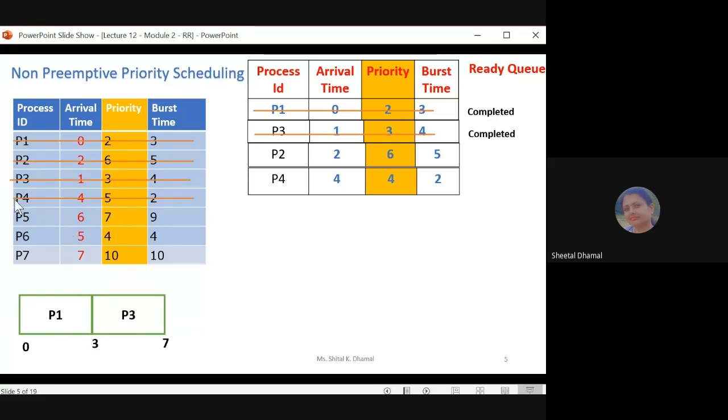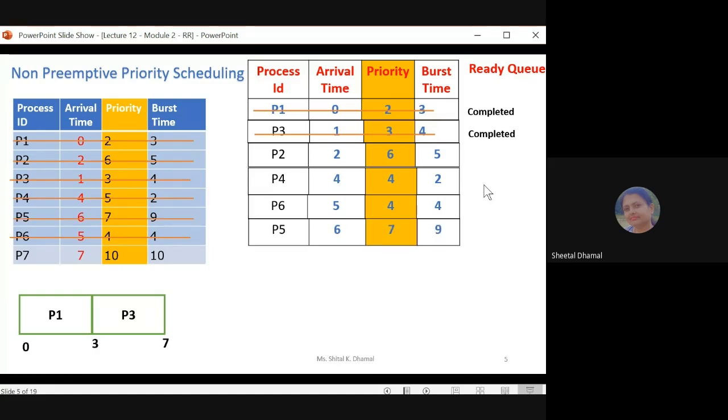So now I will select the process P4, its arrival time is 4. So cut that process from this table and enter it into the ready queue. The next process will be P6, because its arrival time is 5. At 5 o'clock, process P6 entered the ready queue. Then after P6, P5, because the arrival time of process P5 is less than P7. So the next process is P5. Then at the last the process P7 will enter. The arrival time of the process P7 is 7.